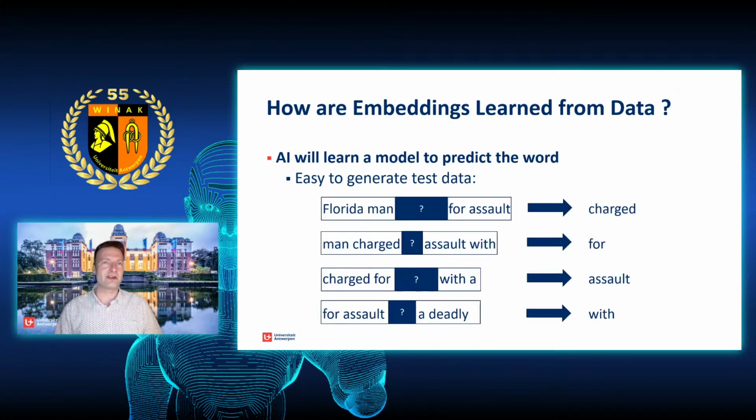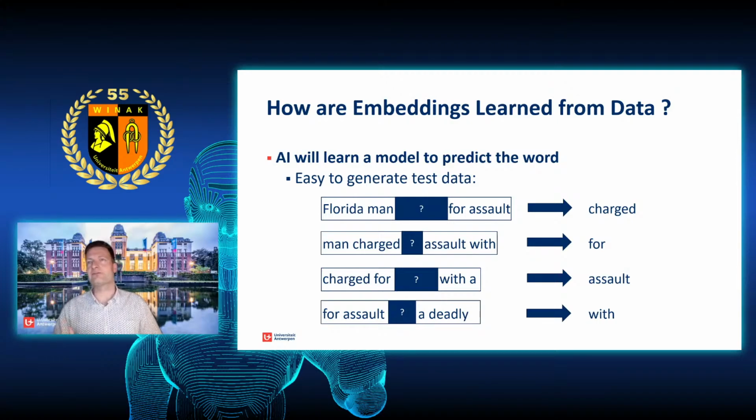We take some sentences, we take some context words. Here I've reduced the problem: I'm not giving a complete text with one word masked, but I give two words before and two words after. Then the word in the middle is the one that I need to guess. So in Florida man charged for assault, the context words are Florida man and for assault, and then the solution is charged.